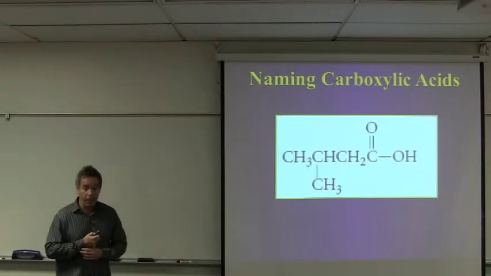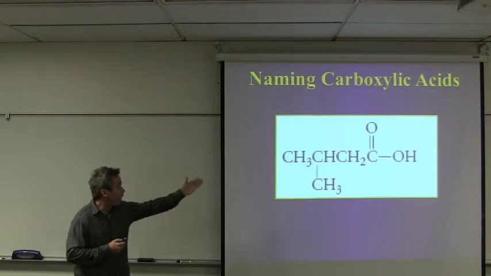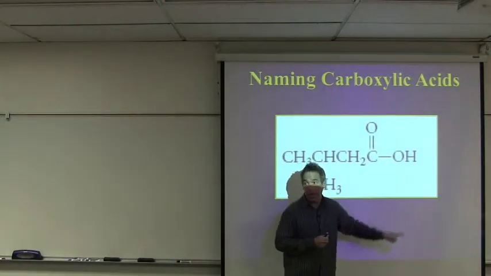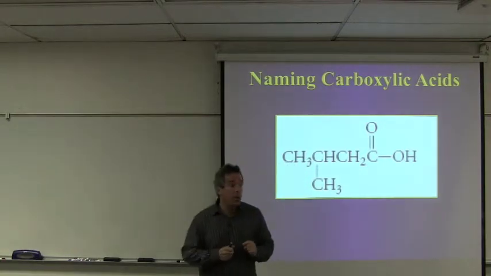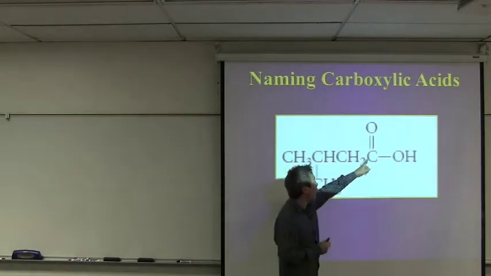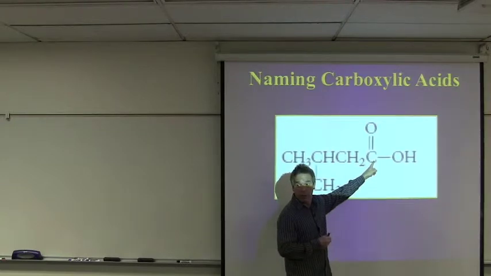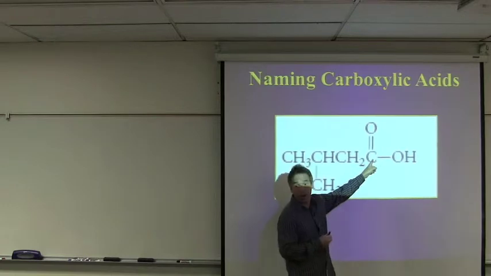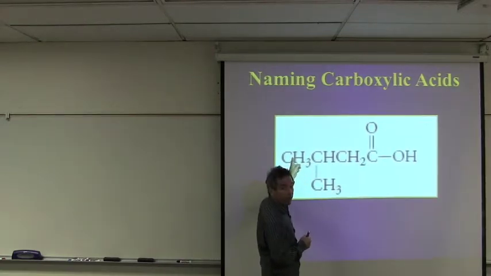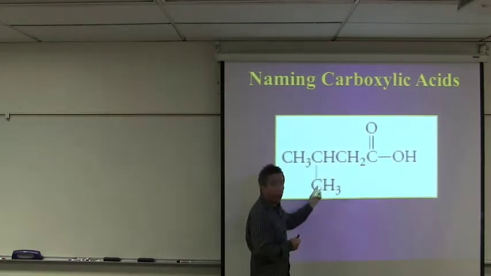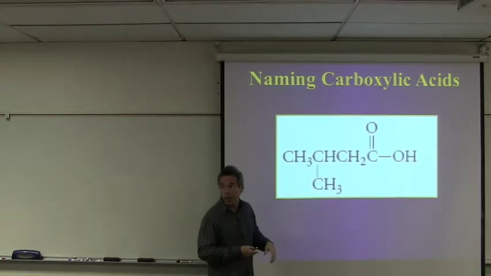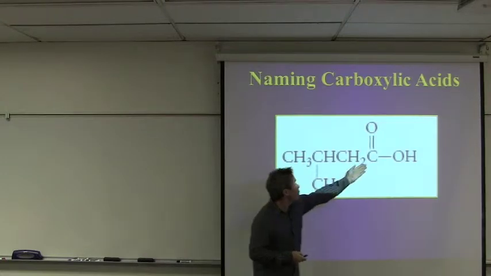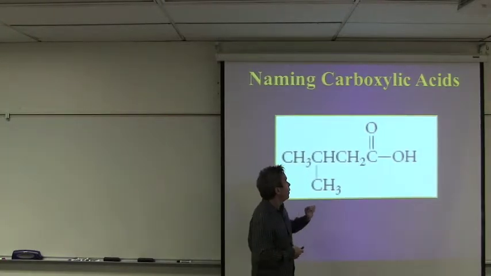Let's do an example together, then I'll have you guys work on a couple. If I'm going to name this, first thing I'd do is look at that and say, aha, it's a carboxylic acid. So now I know which carbon is going to be carbon number 1. I choose the parent chain, the longest continuous chain of carbons that includes that carbon. So 1, 2, 3, 4. Note, I could have gone the other way, and it would have been the same compound, the same name, whichever parent chain I chose. So I'll just choose this as the parent chain.